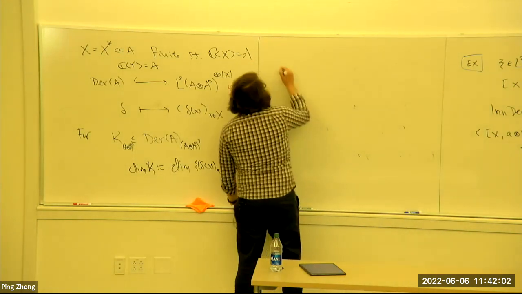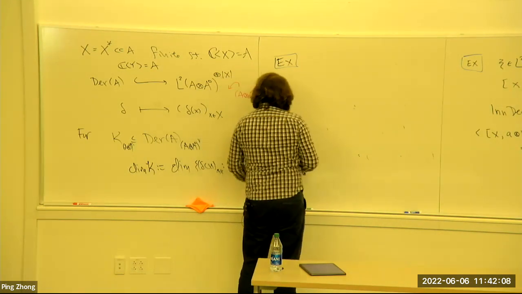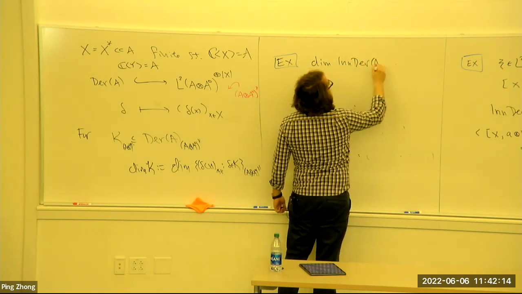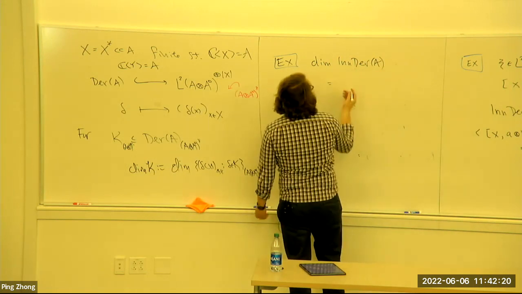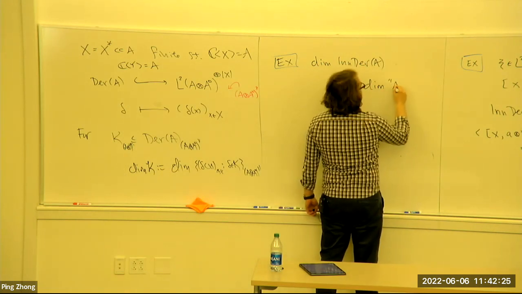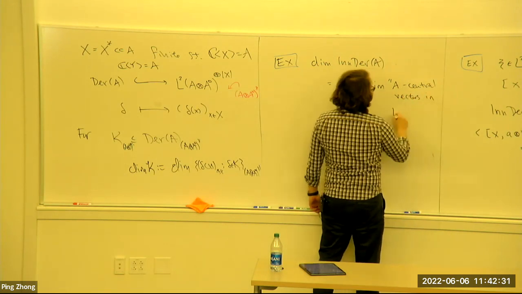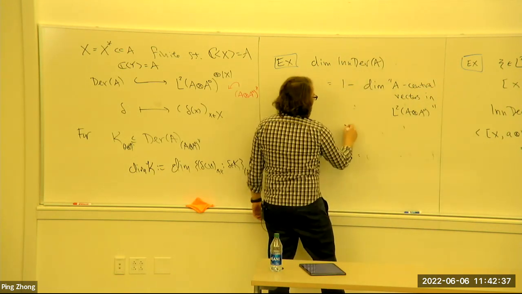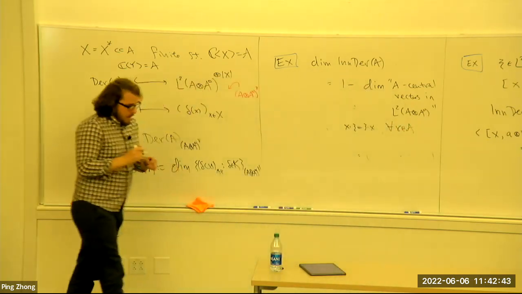And then as an example, you can check that the inner derivations are a right A tensor A module, and so they have some dimension, and it's given by the following quantity: 1 minus the dimension of, let me just write, A central vectors in L2 of A. So these are the vectors C so that X dot C equals C dot X for all X in A. And why does this make sense?